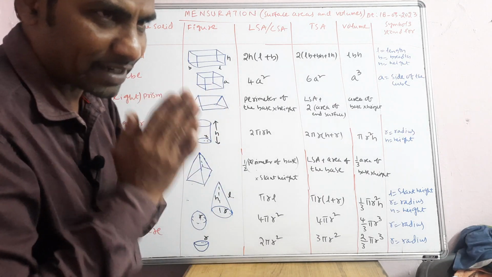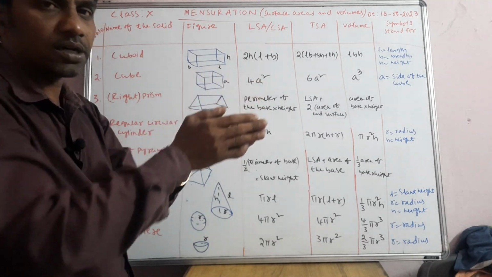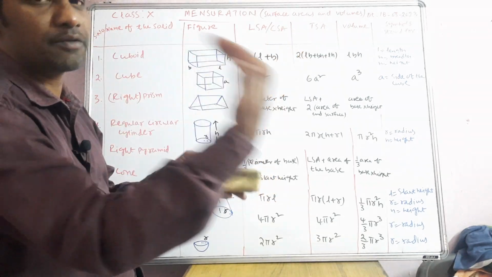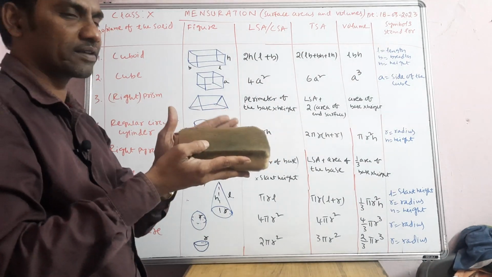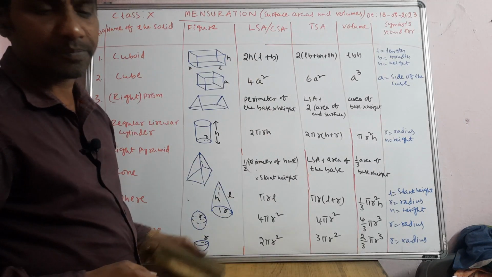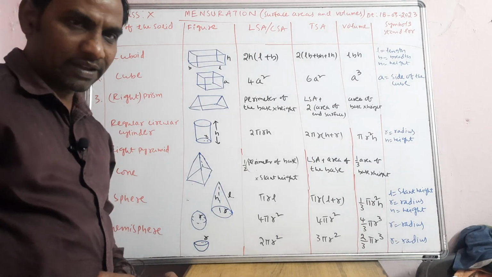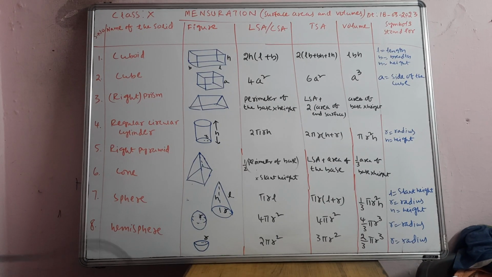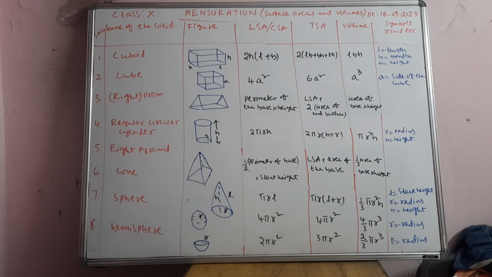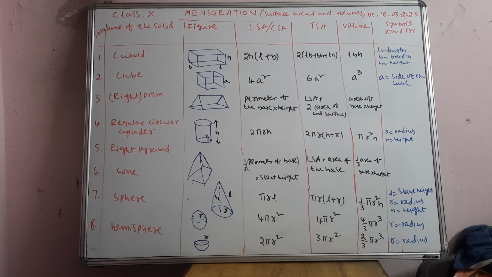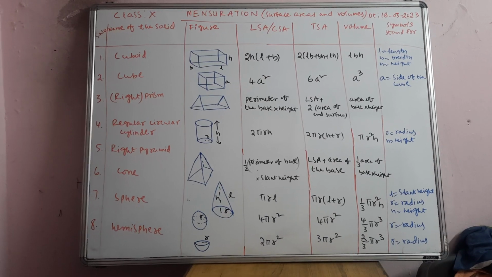What is the meaning of lateral surface area? For example, if this is a room and you want to paint, generally we paint the four walls: the front surface, the back surface, the left one and the right one. I will take a duster, a cuboid shape, and show you clearly, one minute, so that you can understand.